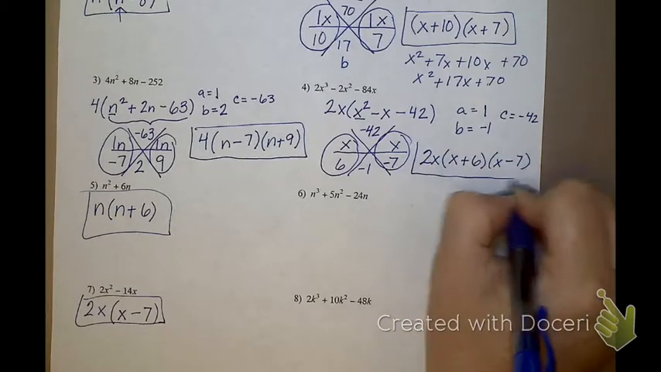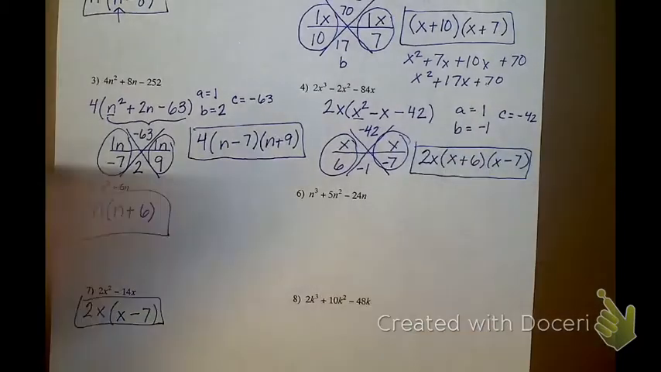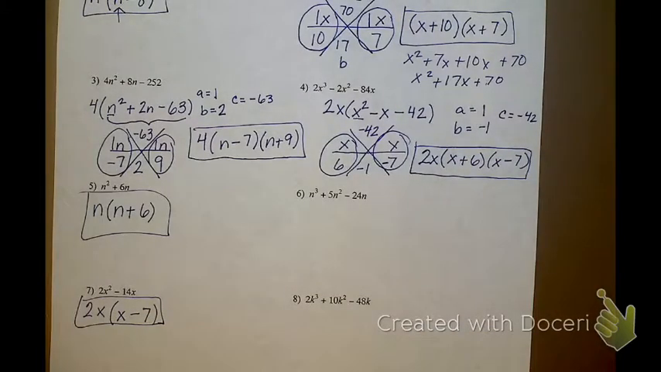Now, Mrs. Franken, I put my 7 and my 6 in the opposite order, so I ended up with x minus 7 first and then x plus 6. That's totally fine. As long as you have the same parentheses as me, it doesn't matter what order you write them in. Okay? Make sense?